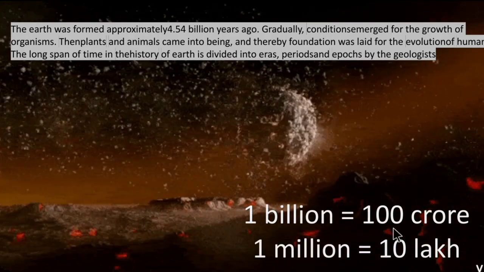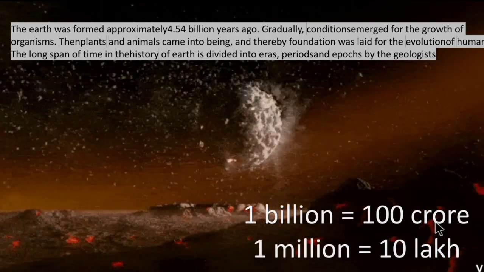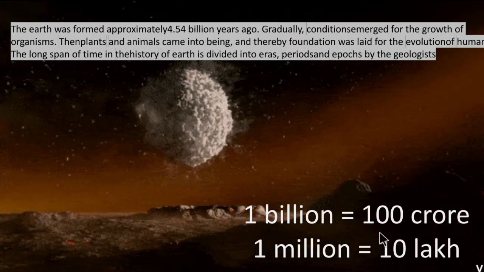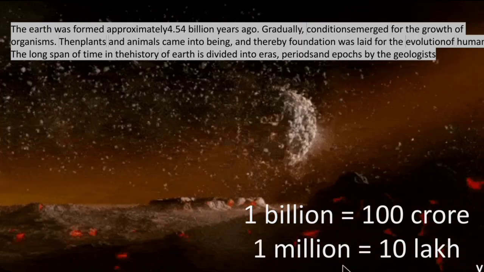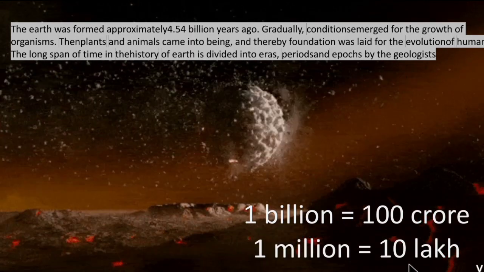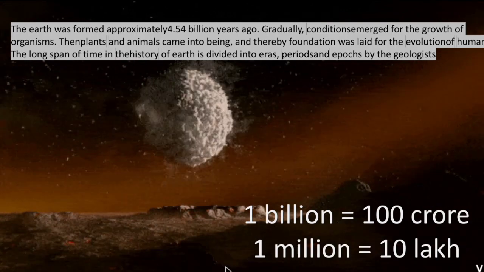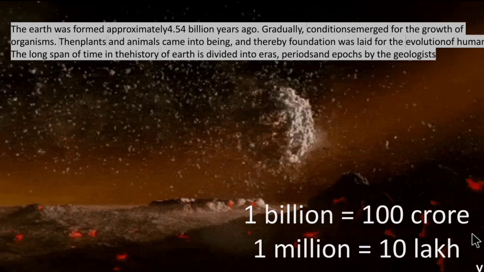So 1 billion years is equal to 100 crore years. 1 million years is equal to 10 lakh years. So 1 billion is equal to 100 crore and 1 million is equal to 10 lakh.